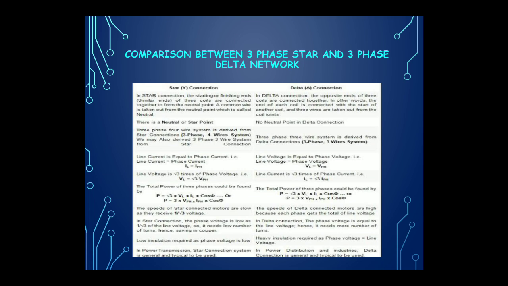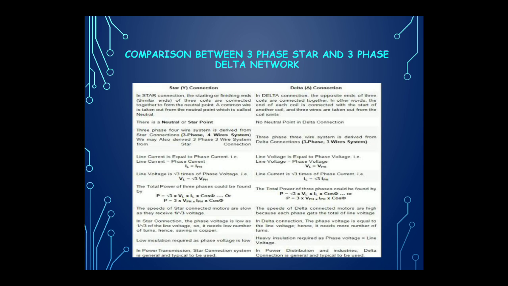The speed of a star connected motor is slow because the phase voltage is reduced in star connection, since V phase equals VL by root 3. But in a delta connected motor, the phase voltage equals line voltage, so the speed of the motor is increased.